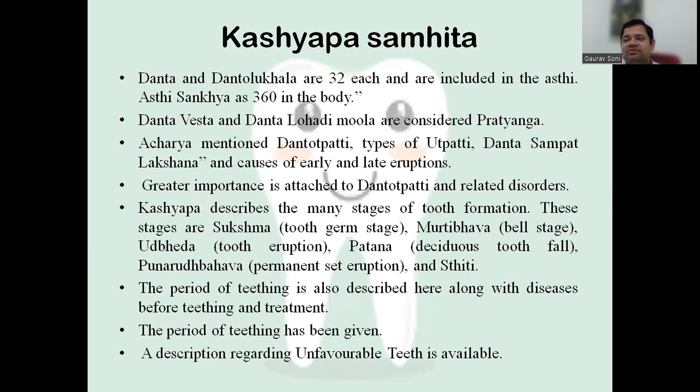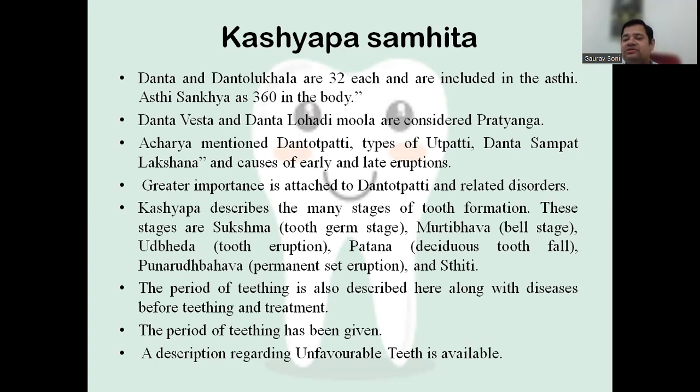Now coming to the Kashyap Samhita, where the maximum literature is given. He also says Dant and Dant Lukla 32 in number, and they are included in Asti. Dant Vesta and Dant Lohadi Mool are considered to be the Pratyanga. Acharya mentioned Danto Utpatti, organogenesis of teeth, types of Utpatti, Dant Sampat Lakshana, what are the characters of good teeth, and causes of early and late eruptions of the teeth.